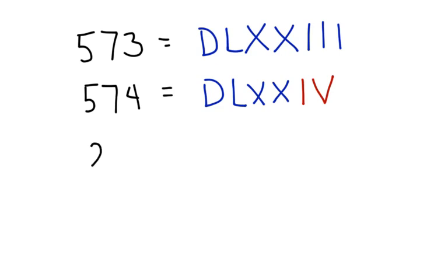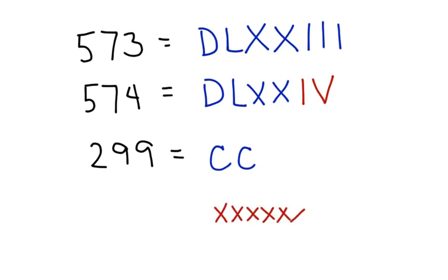Let's try 299. All right, well, I can start out with 200. Now I want to write 90. What I'm not going to do is 9 of these, because I can't use more than 3 in a row. So I certainly can't use 9 in a row. So that we're not going to do. Instead of that, what we're going to do when we want to write 90 is we're going to do 10 in front of 100. And there's our 90.